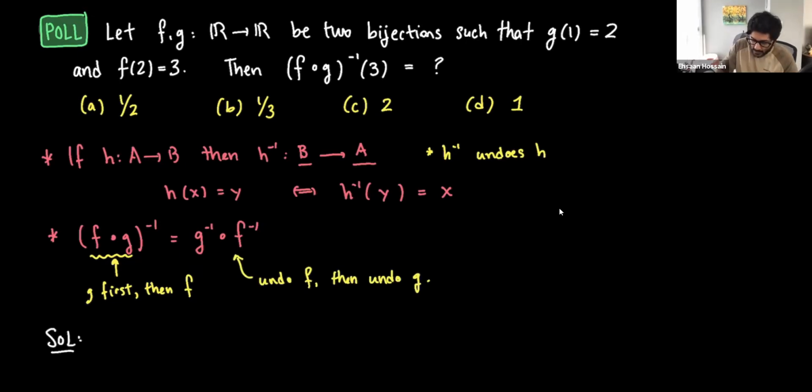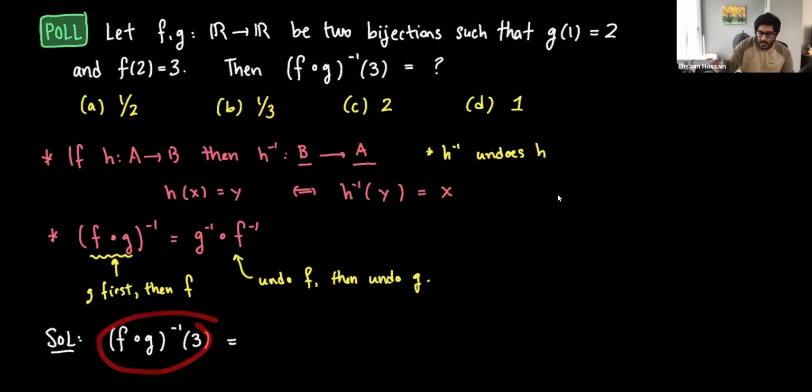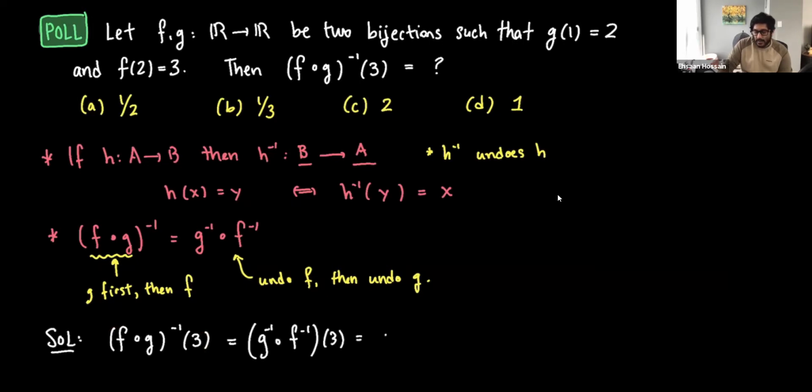If I want to calculate f of g inverse of 3, how can I simplify this? How can I simplify this expression before evaluating it? Exactly, do f inverse of 3 first. This is g inverse of f inverse of 3. And now it's just a matter of calculating, because I know f of 2 is 3. So here I'm going to use two things. I know f of 2 is 3, and I know g of 1 is 2, the information that was given.